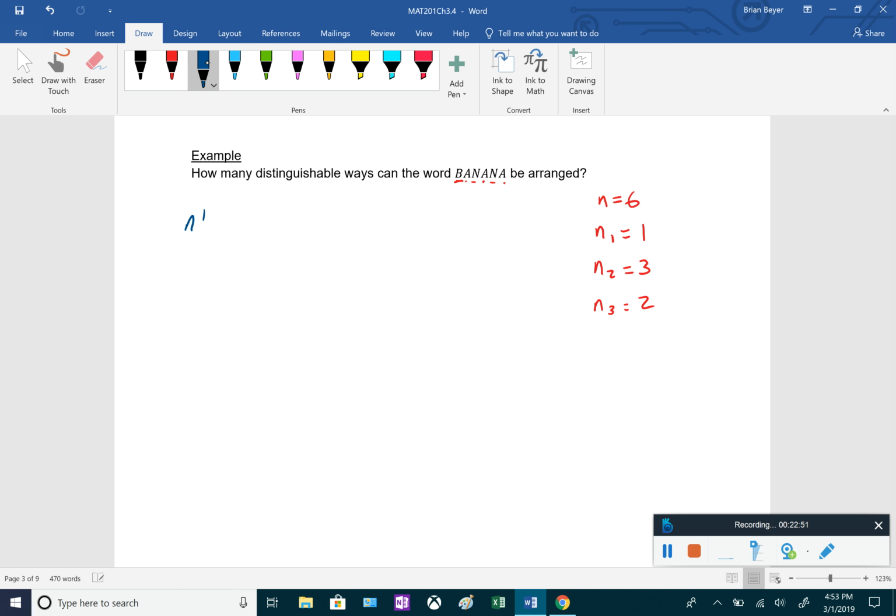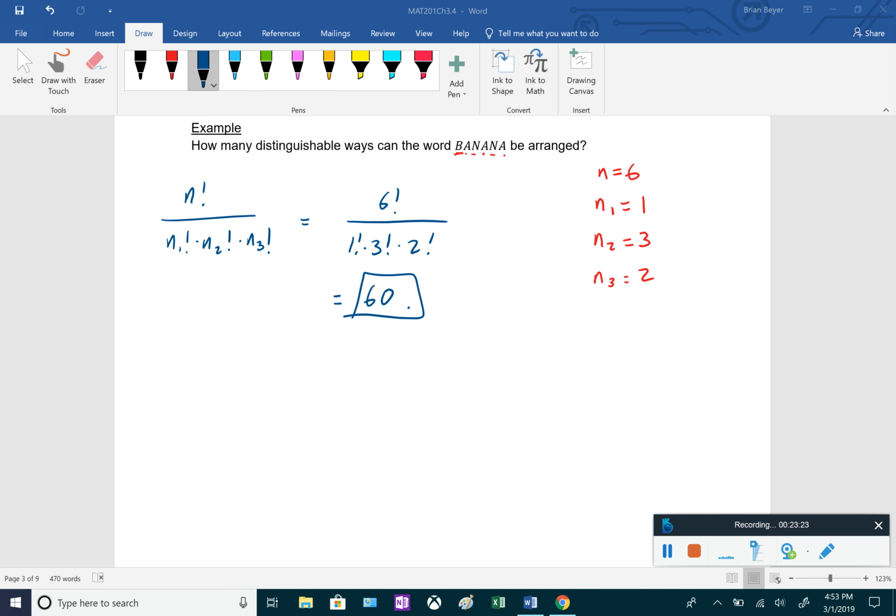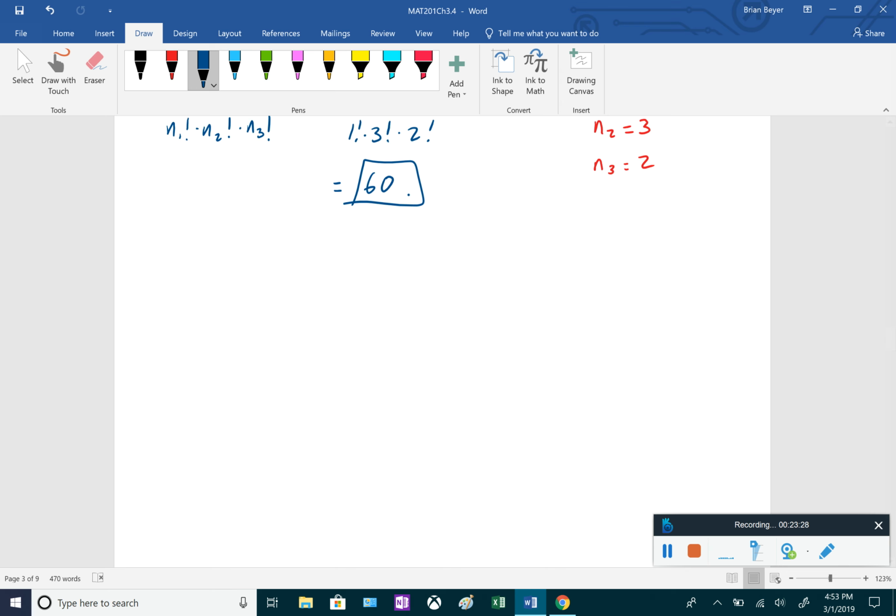So this is going to be n factorial over n sub 1 factorial times n sub 2 factorial times n sub 3 factorial. So it's going to be 6 factorial over 1 factorial times 3 factorial times 2 factorial, which will end up being 60. So there's 60 distinguishable permutations for the word banana. Okay, so that puts us at 3 different types of permutations so far, 3 different formulas.